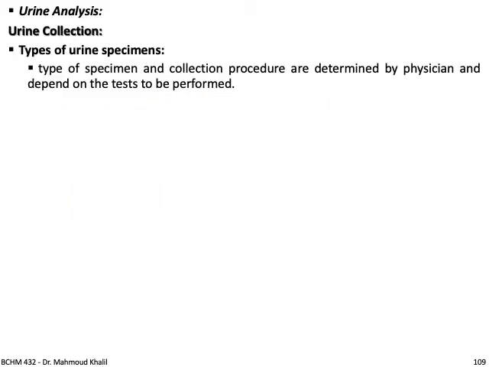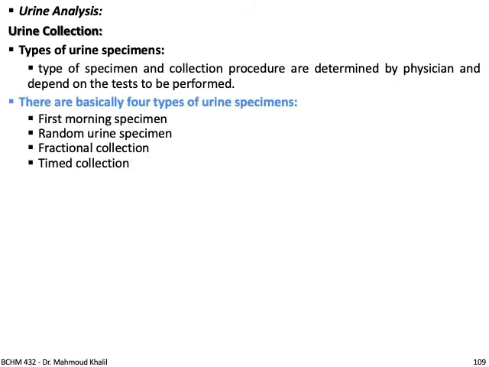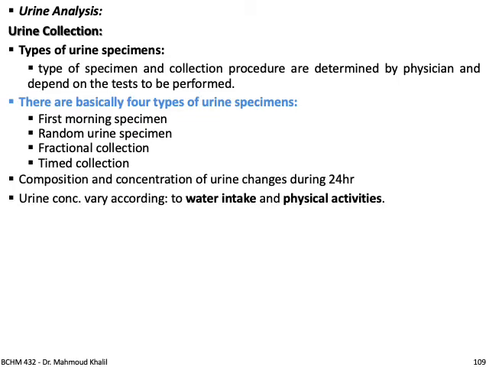Types of urine specimen and type of collection are determined by the physician and depend on the test that will be performed. There are basically 4 types of urine specimen: first morning specimen, random urine specimen, fractional collection, and timed collection. The composition and concentration of urine change during the 24 hours. Urine concentration varies according to water intake and physical activity.